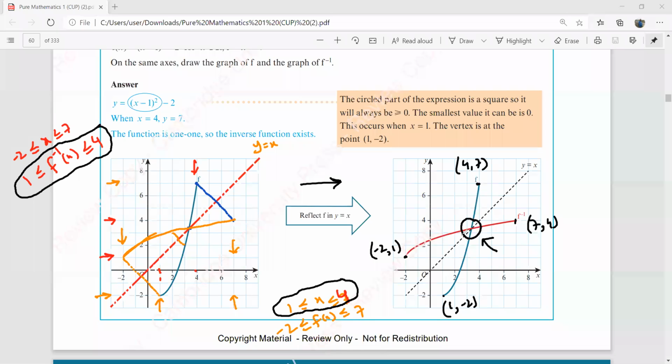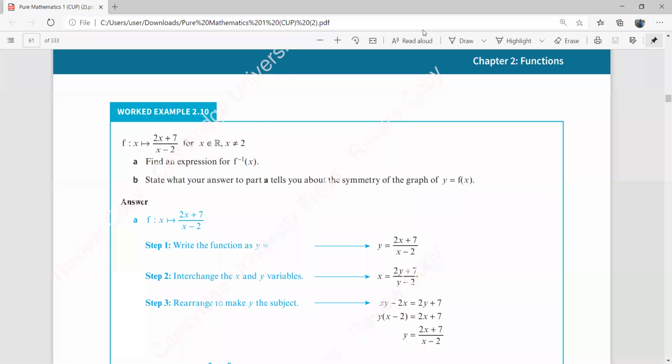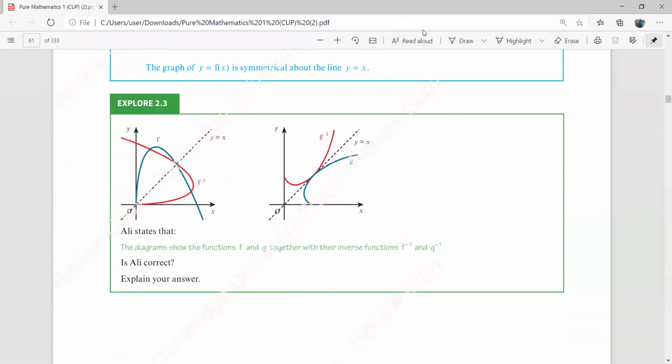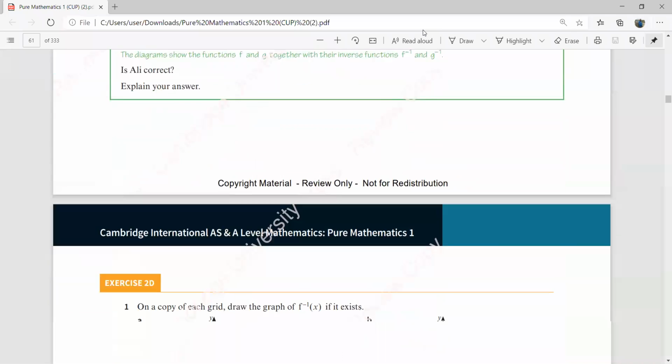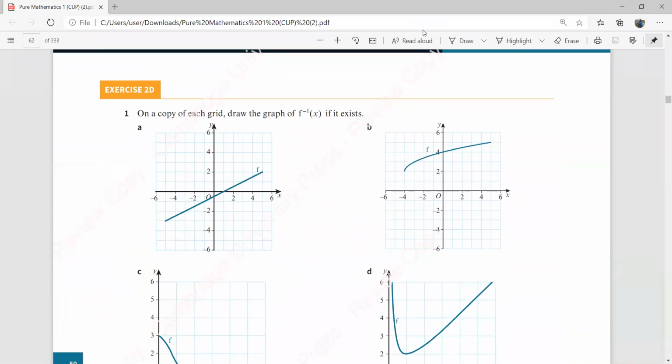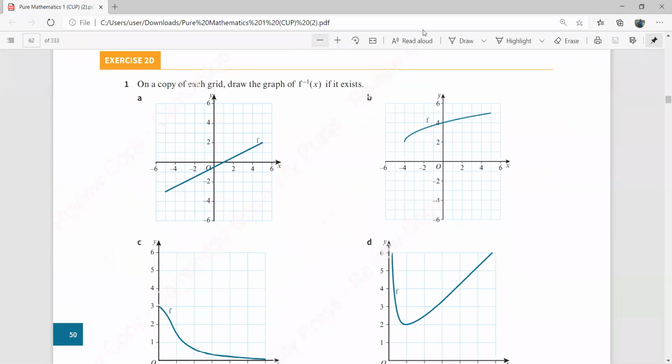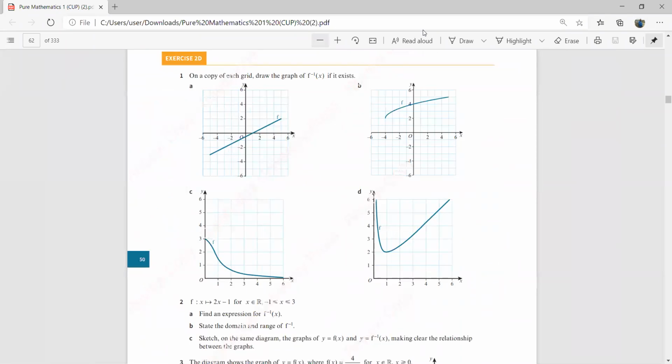So since the questions have been discussed, we can move ahead now, clearing this. Okay, now let's look at this exercise, and you see how the graphs of inverse functions have been drawn. So here is the exercise. You have to do all these 4 parts of the first question. Start doing them right now.